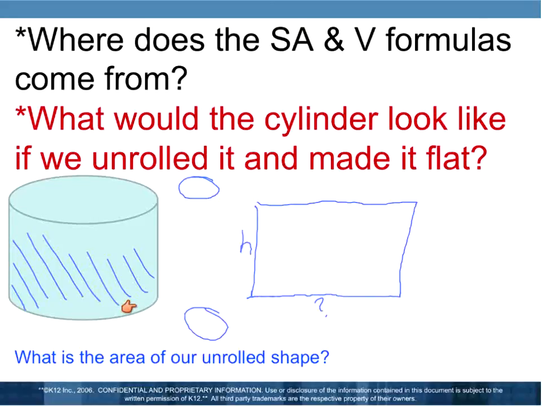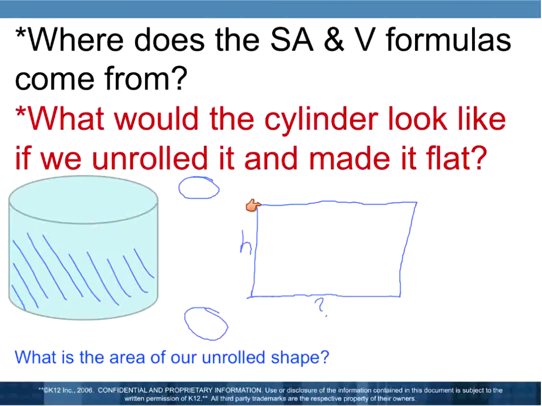Have you guys ever peeled the label off of a soup can? What shape is it? A rectangle. So a rectangle fits around our cylinders. What would this length be? Think about that for a minute. I'm unrolling this. What length is that? Think about it. What is this length going to be? It's something specific.